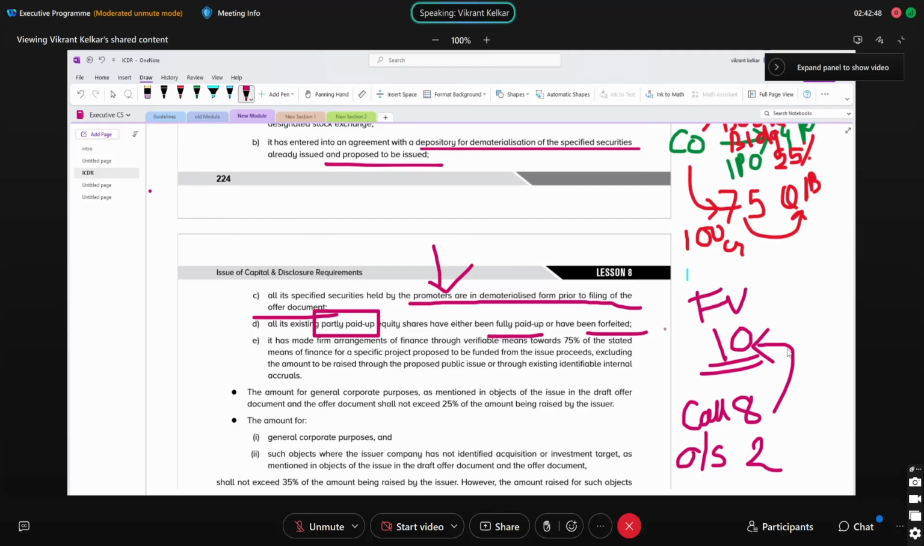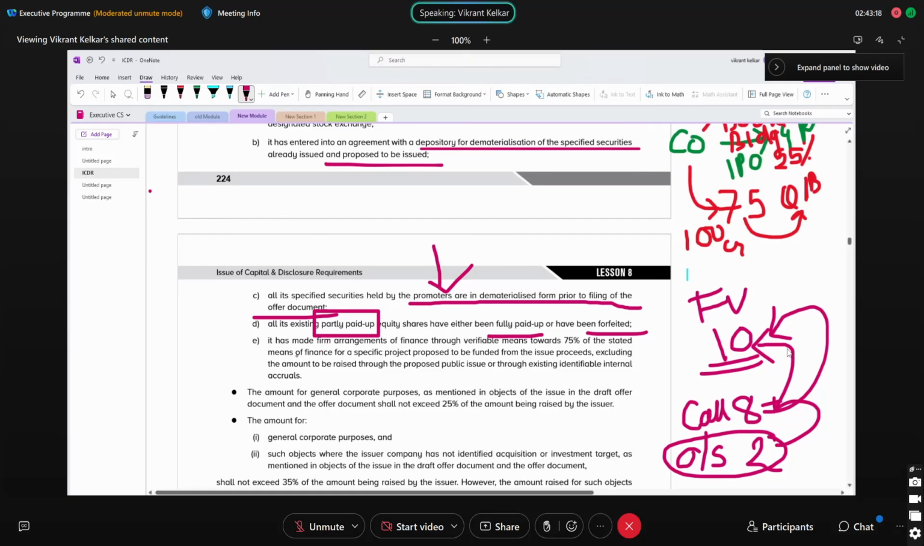So this is not allowed. All the unpaid calls should be called, and the value of the share should be 10 rupees. And if some person is not able to pay that 2 rupees, his share should be forfeited. Means what? All shareholders should be at par. समझ आ रहा है? हर एक के हाथ में शेयर क्या होना चाहिए? 10 रुपए बोले तो 10 रुपए भरा हुआ ही शेयर होना चाहिए. किसी के हाथ में 10 में से 8, किसी के हाथ में 10 से 5. Now that is not allowed.